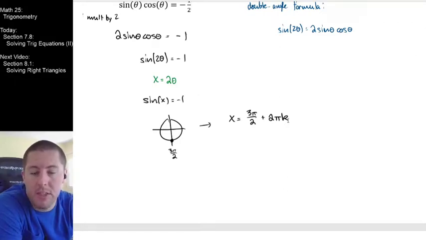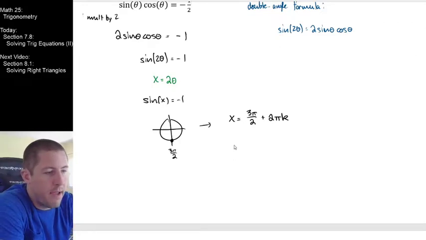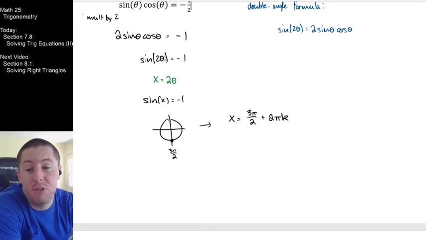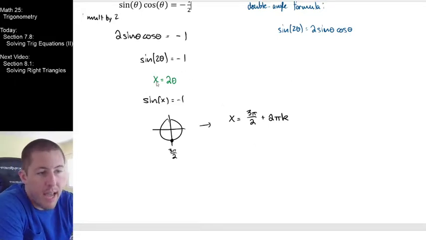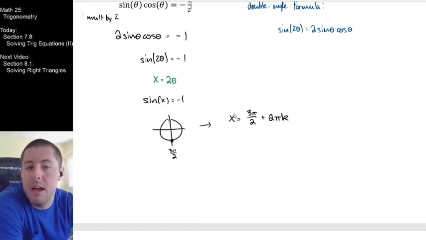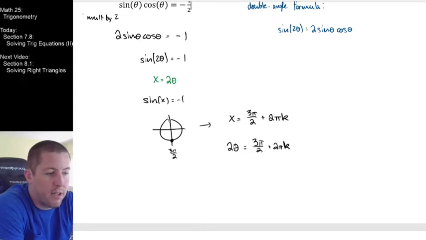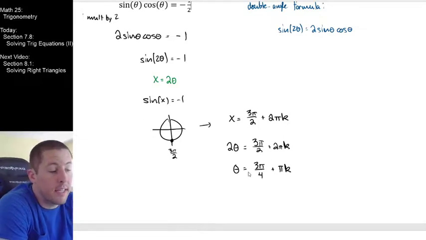So now I would like to undo the variable substitution that I made and say, listen, we weren't really just solving sine of x equals -1. We were solving sine of 2 theta equals -1. So since x is the same thing as 2 theta, I'm going to replace x with 2 theta. And all I've got to do to solve for theta is divide everything by 2. So it looks like this is my good general solution.